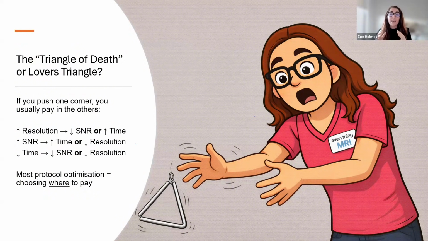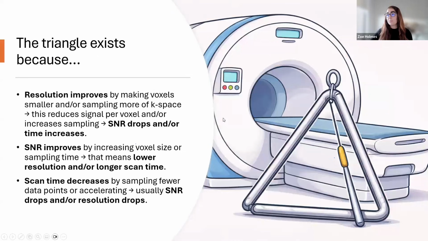Now, the point is, every change has a cost signature. The skill is choosing the cheapest cost for that particular patient and that particular clinical question. So, why does this triangle exist? Let's unpack that. The triangle exists at a deeper level.